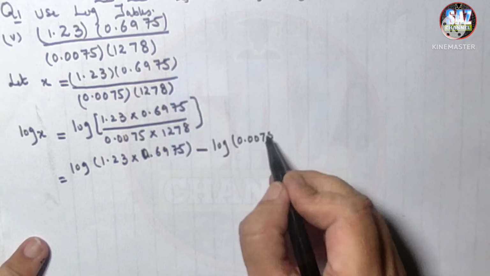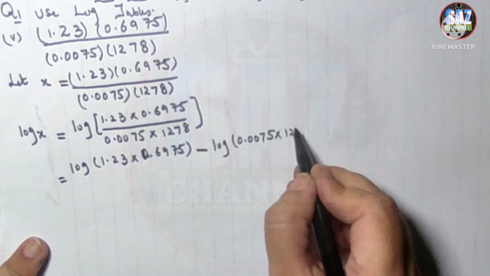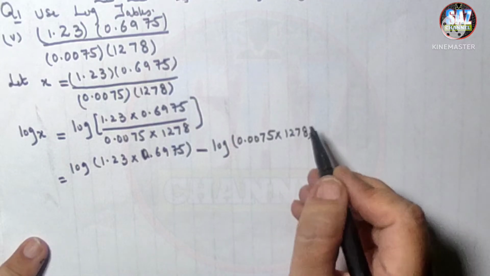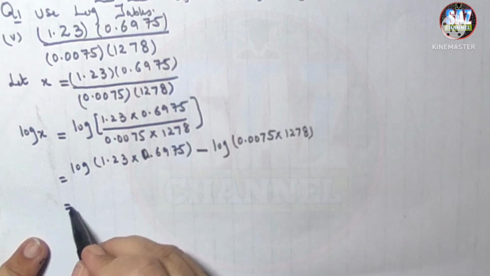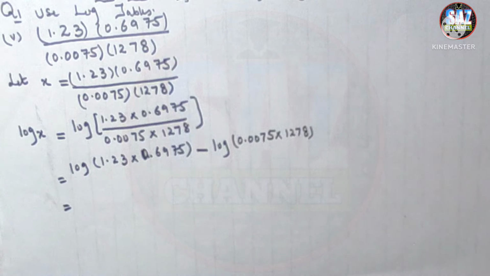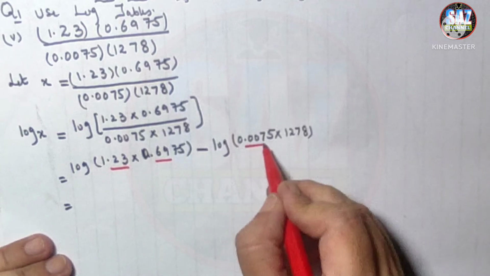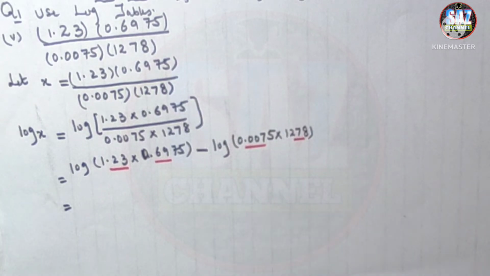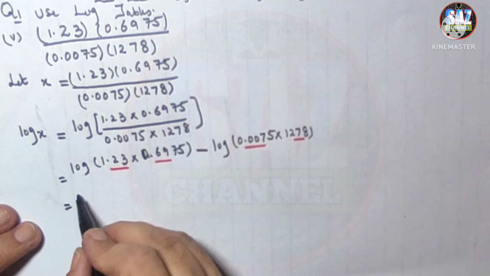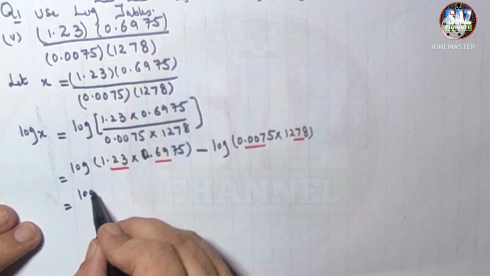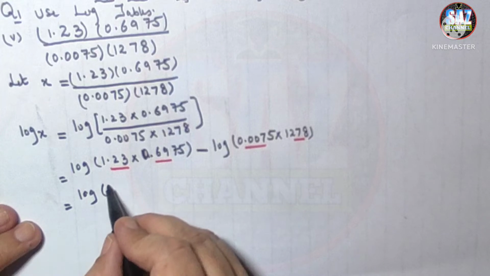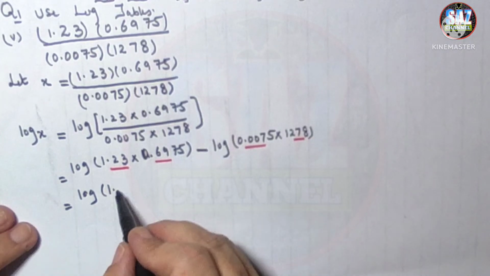multiplied by 1278. Okay, now you can see that numerator and denominator both are containing the numbers which are in the product form. So which law? Law of multiplication of logarithms, that says that when two numbers are multiplied together, we can write the log of first and log of second in some form.